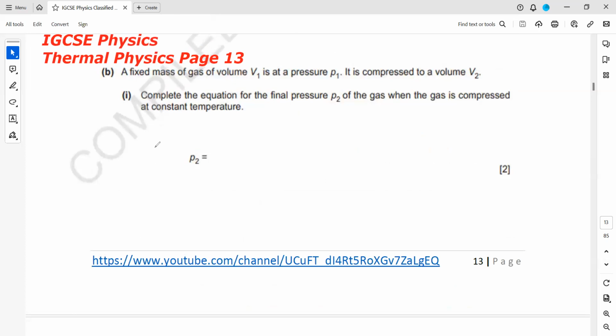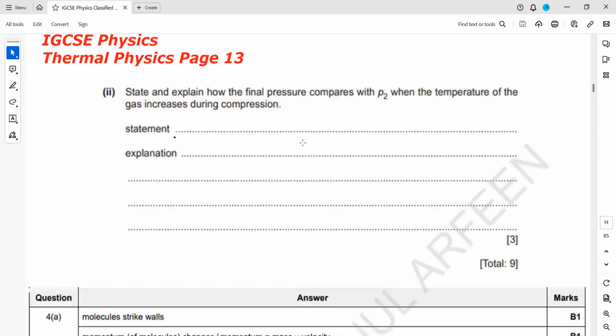So we have to relate by the equation. We have the formula P1 V1 equals P2 V2. We need P2. So if I need P2 as the subject, it will be P1 V1 divided by V2. That will be the equation for this. We don't have to find anything, we just have to make P the subject.